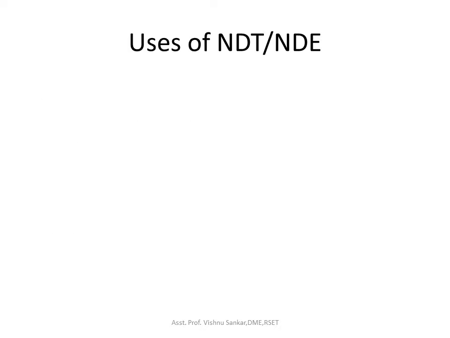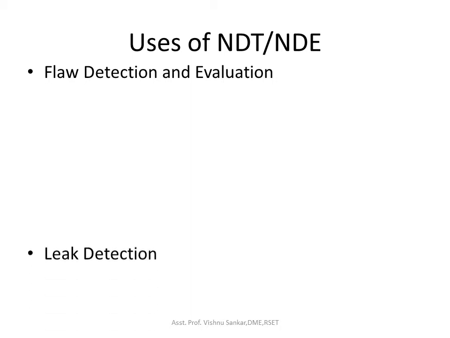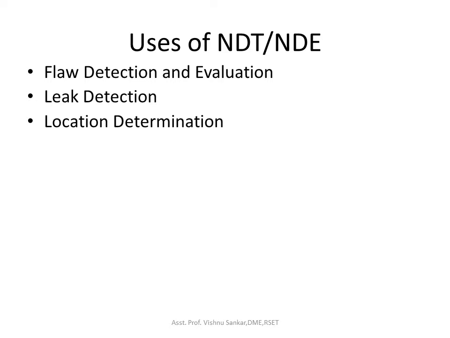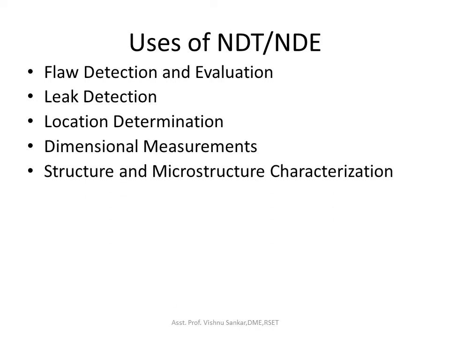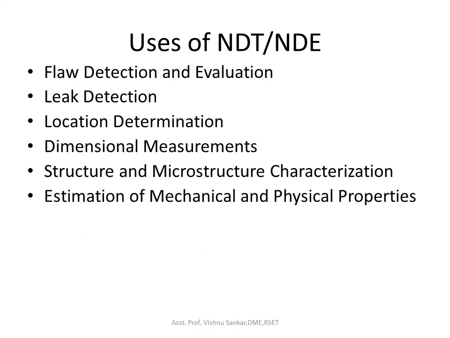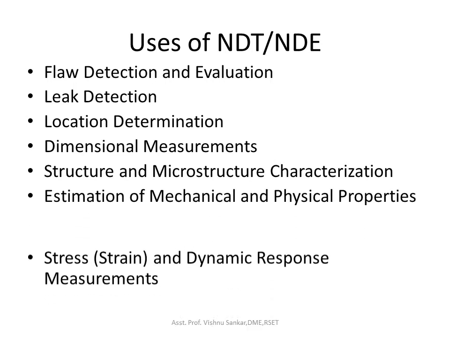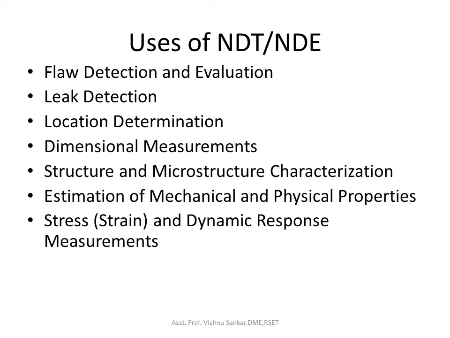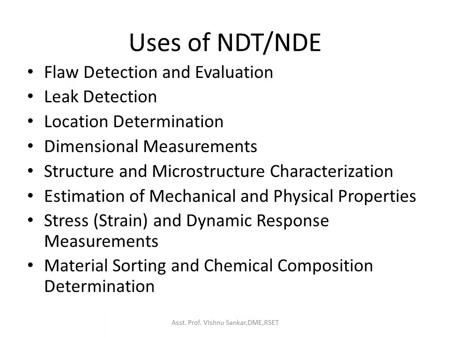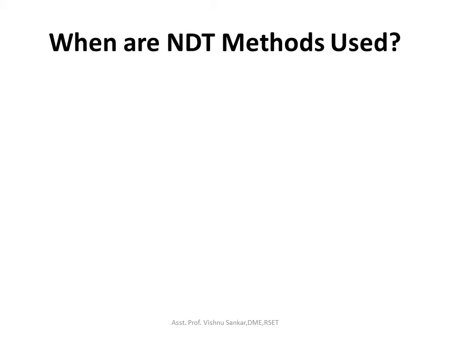What are the uses of NDT or NDE? NDT or NDE is mainly used for flaw detection and evaluation, for the detection of leaks, location determination, dimensional measurements, structure and microstructure characterization, estimation of mechanical and physical properties, stress, strain and dynamic response measurements, and material sorting and chemical composition determination.